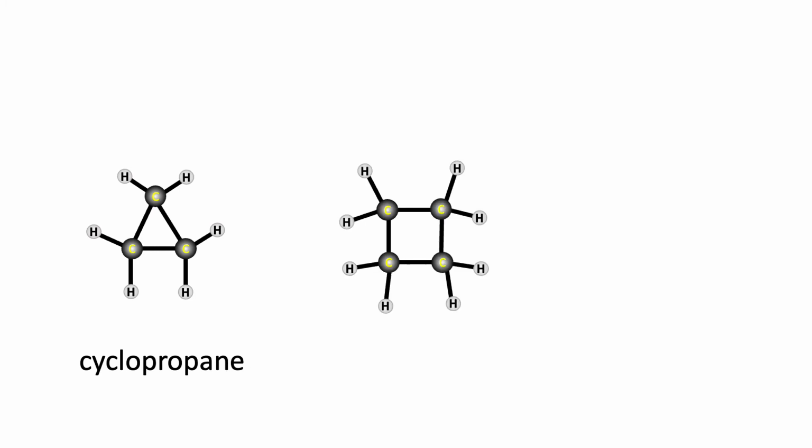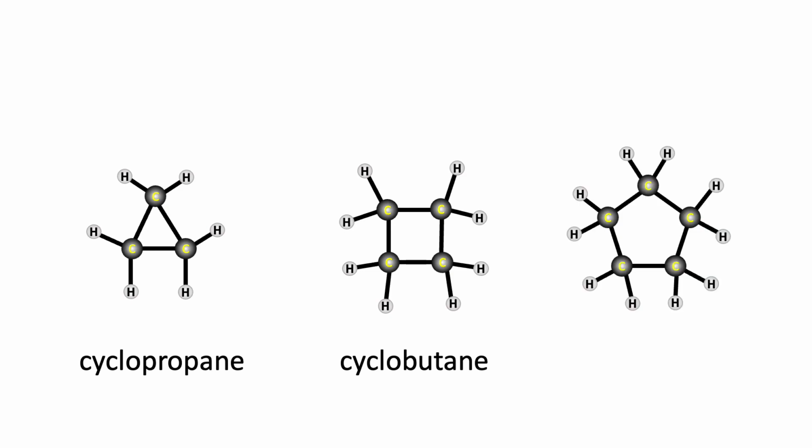The smallest cycloalkane has 3 carbon atoms joined in a ring. The prefix for a molecule with 3 carbons is prop, so this molecule is called cyclopropane. The next cycloalkane has 4 carbon atoms joined in a ring. The prefix for a molecule with 4 carbons is but, so this molecule is called cyclobutane. The next in the series has 5 carbon atoms joined in a ring. The prefix for a molecule with 5 carbons is pent, so this molecule is called cyclopentane.